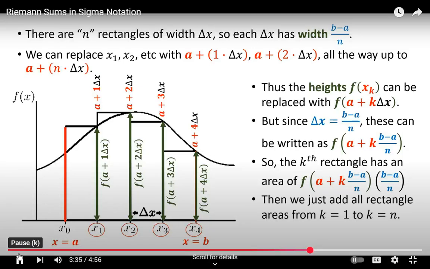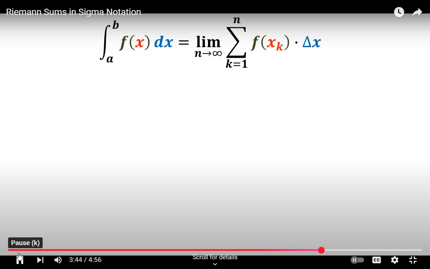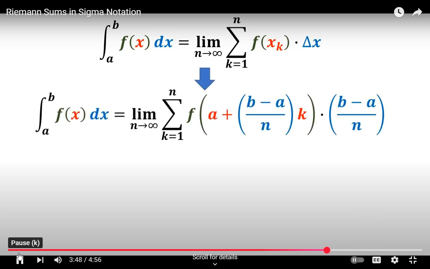To get the total area, we will just add all of the rectangles' areas from rectangle number 1 to rectangle n. Here's the original limit of the Riemann sum, and here's its equivalent in a more computation-friendly form. We simply replace x sub k with the friendlier a plus k times delta x, and we replace delta x with b minus a over n. Let's look at a couple of examples to see how simple this really is.